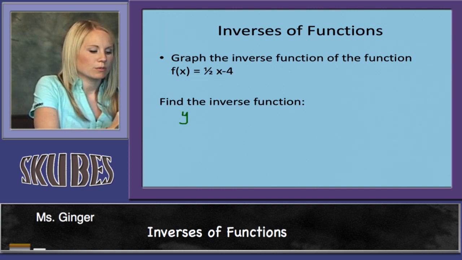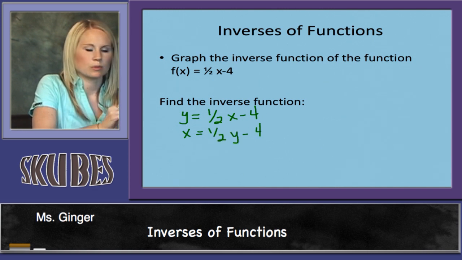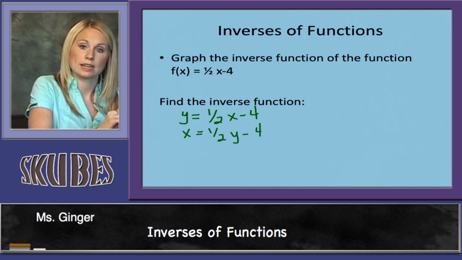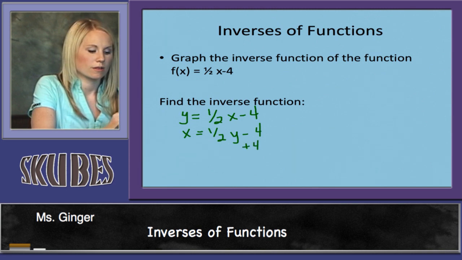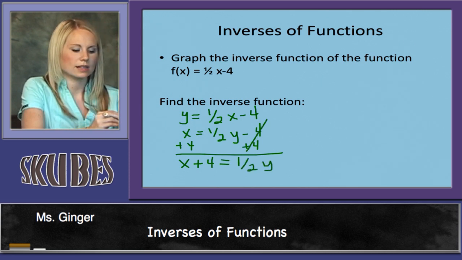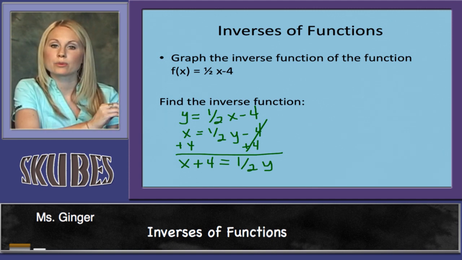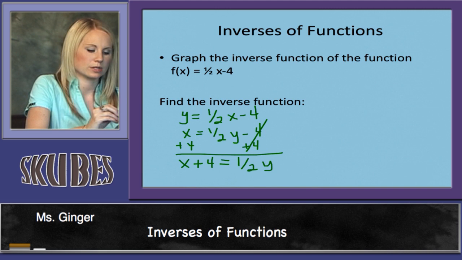So first step, replacing f of x with y. Alright, next step, we're going to switch x and y. The last step was to solve for y, so we're going to be adding 4. Got x plus 4 equals 1/2 y. The 4's are gone on the right-hand side. Last step here, we need to get rid of 1/2. We will multiply by the reciprocal, 2/1, on both sides.